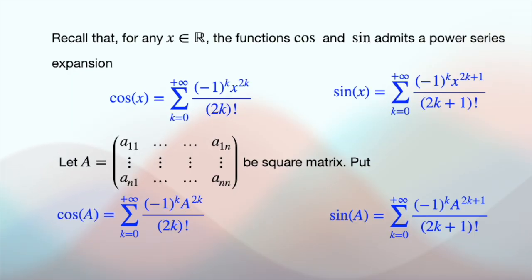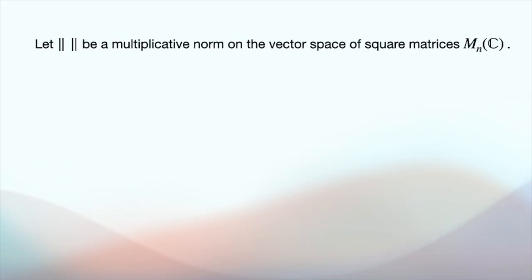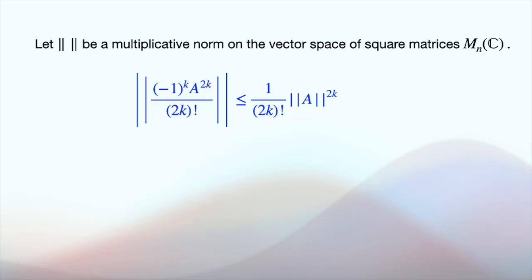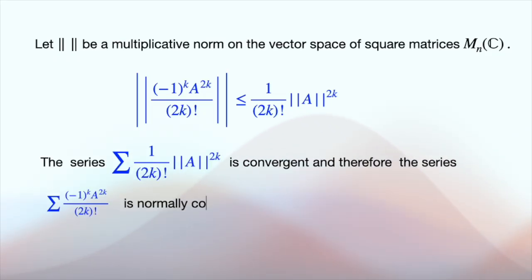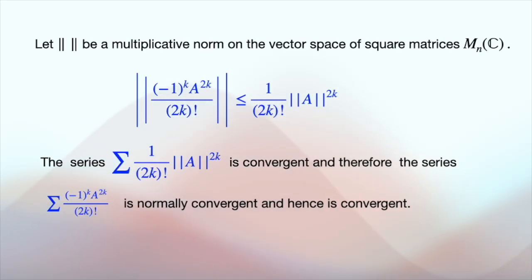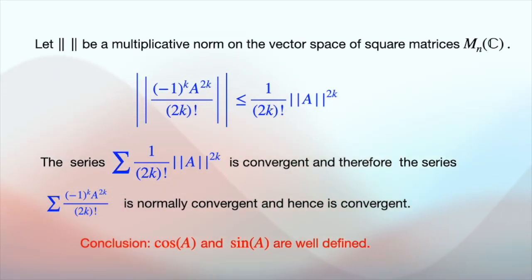Now, since this sum is infinite, we need to show that this expression is convergent. To do that, we take a multiplicative norm on the vector space of square matrices. We have this inequality, which shows that this series is convergent, and therefore the series defining the cosine is normally convergent and hence convergent. And we show that cosine A and sine A are well defined.